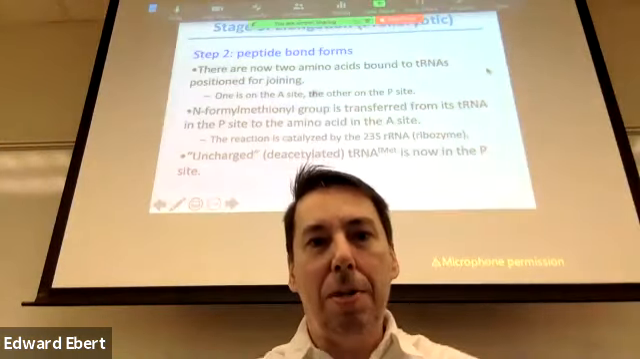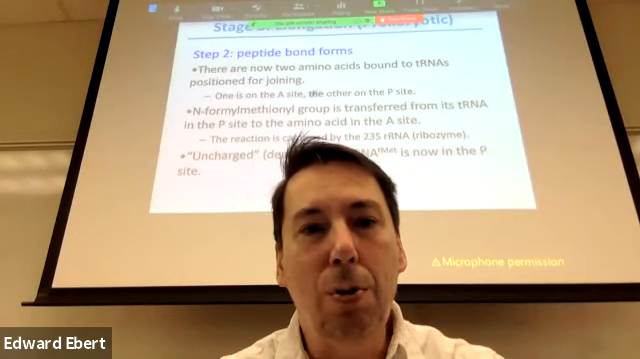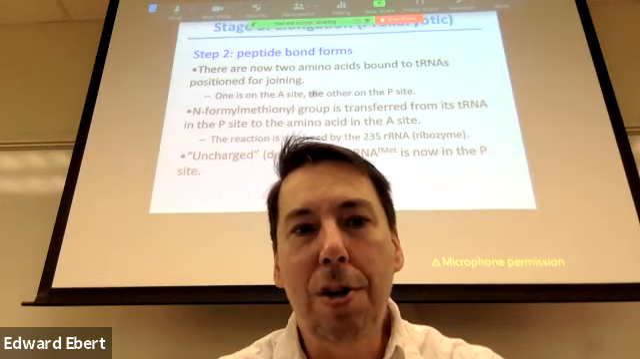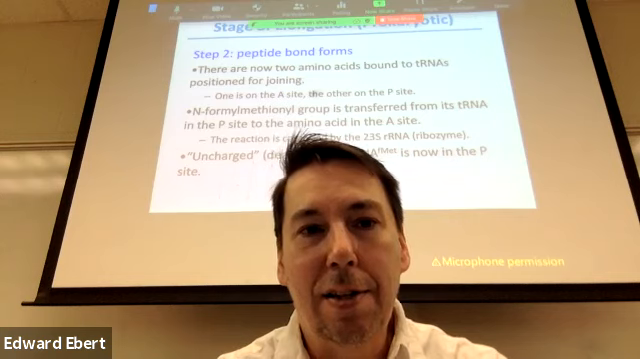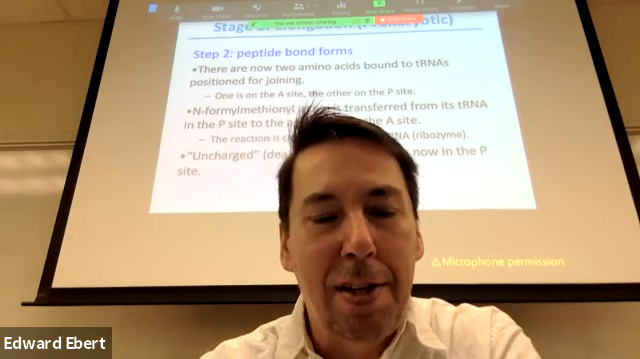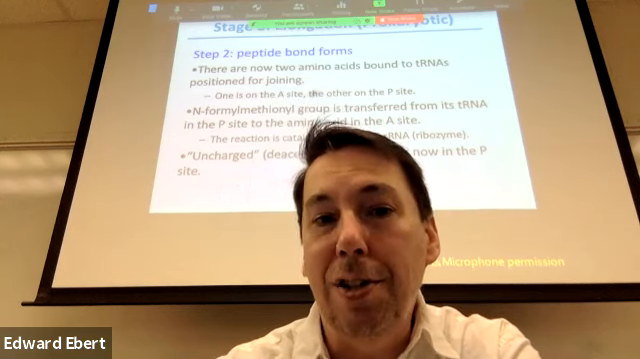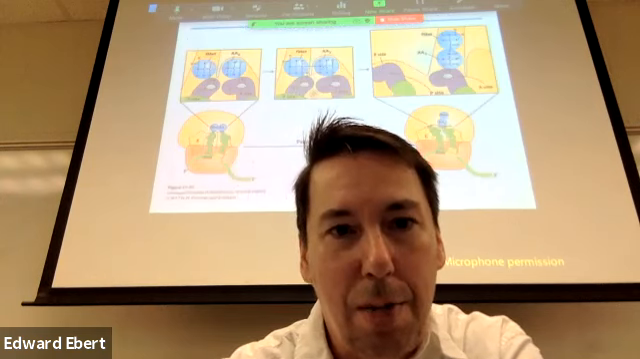So one of those is on the P site, one of those is on the A site. The N-formylmethionyl group gets transferred from its tRNA in the P site to that amino acid in the A site. And we have a ribosomal RNA that catalyzes that. So now our P site has an uncharged tRNA in it. In this case, for our very first reaction, methionine.